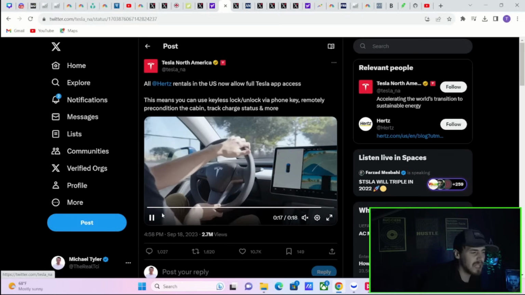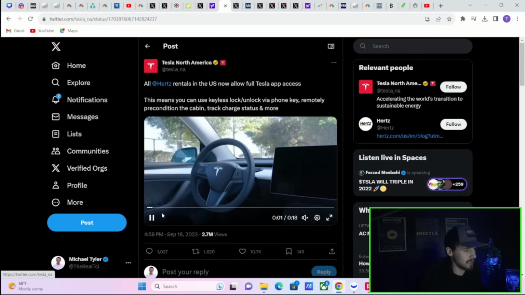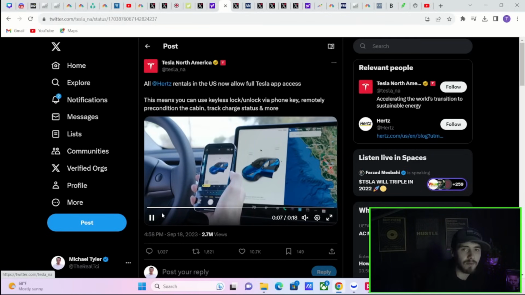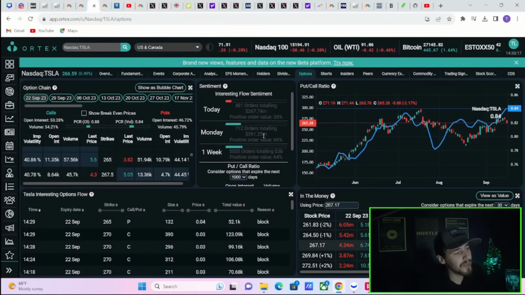And I think this could ultimately lead to more people buying Teslas. If people like their experience in a Hertz and they see this cool technology, that's got to be a good thing for Tesla, right? I would think so.